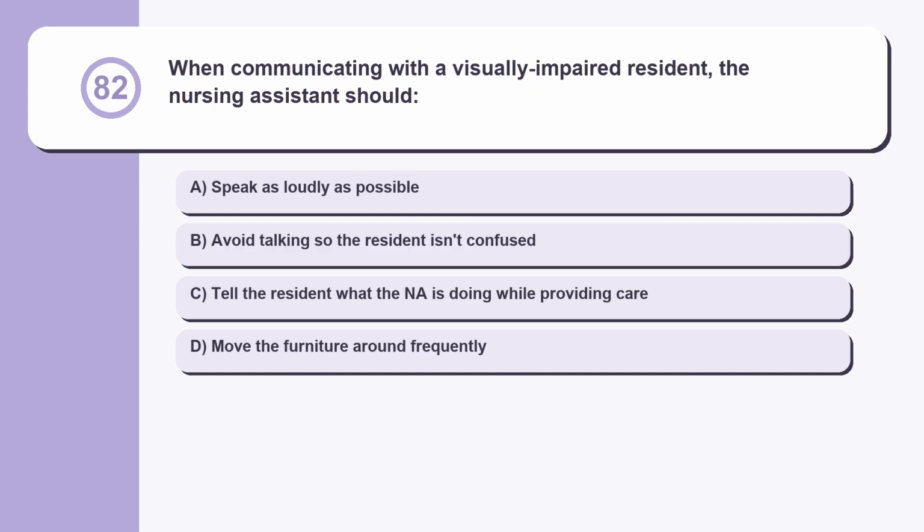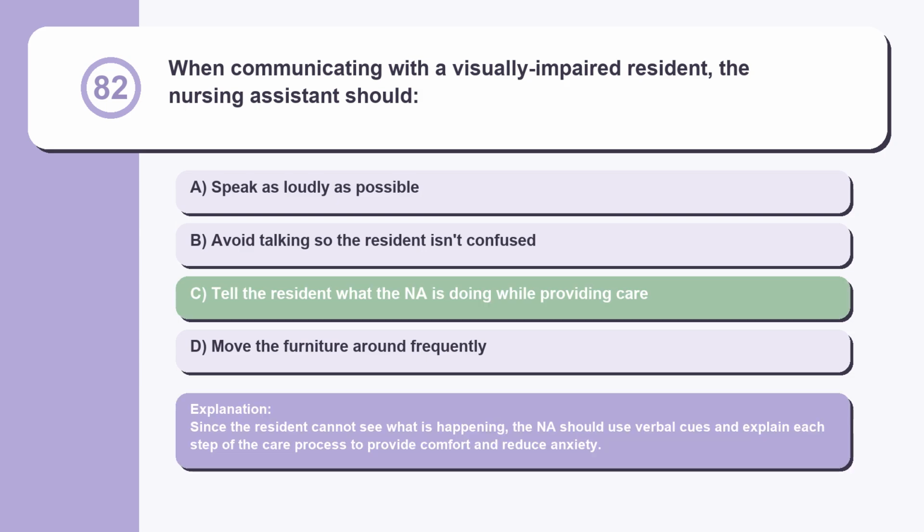Question 82. When communicating with a visually impaired resident, the nursing assistant should speak as loudly as possible. Avoid talking so the resident isn't confused. Tell the resident what the NA is doing while providing care. Move the furniture around frequently. Since the resident cannot see what is happening, the NA should use verbal cues and explain each step of the care process to provide comfort and reduce anxiety.